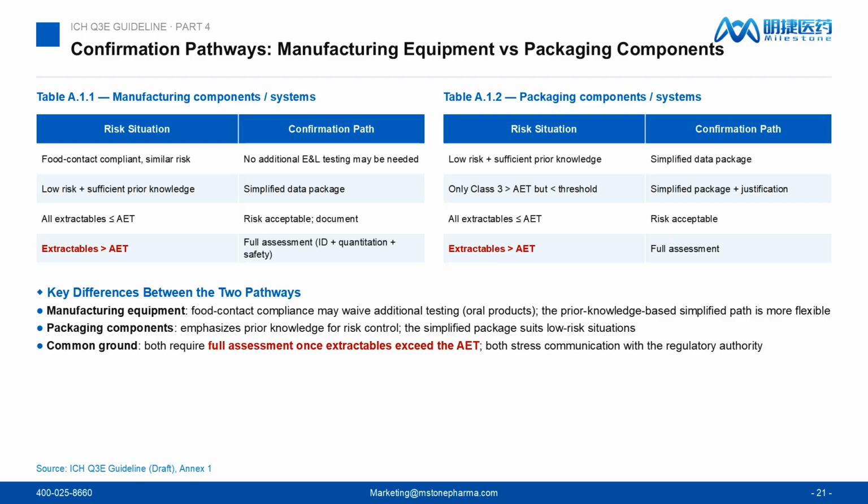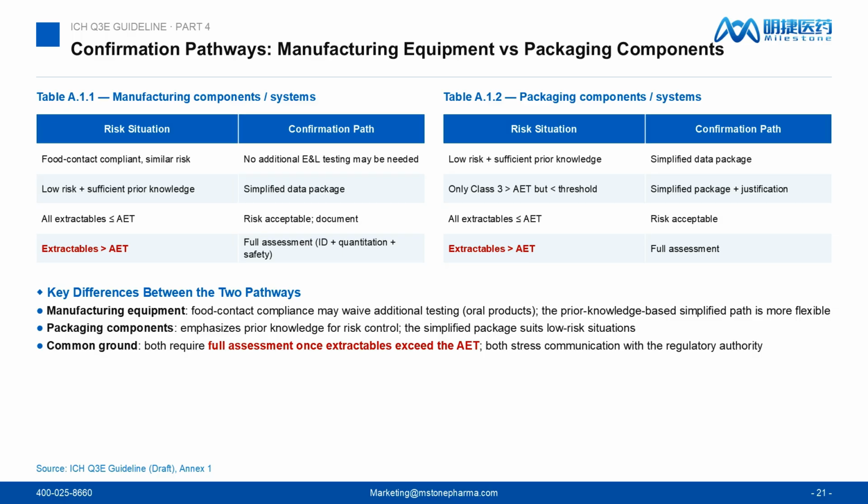This slide is your decision atlas, the 2 tables from Annex 1 of Q3E side by side. Manufacturing components on the left, packaging components on the right. Let me highlight the differences and the common ground. Manufacturing equipment has 2 unique features. First, the food contact pathway we discussed in Part 2. For oil products, food contact compliance with similar risk may waive additional E&L testing entirely. Packaging never gets that waiver.